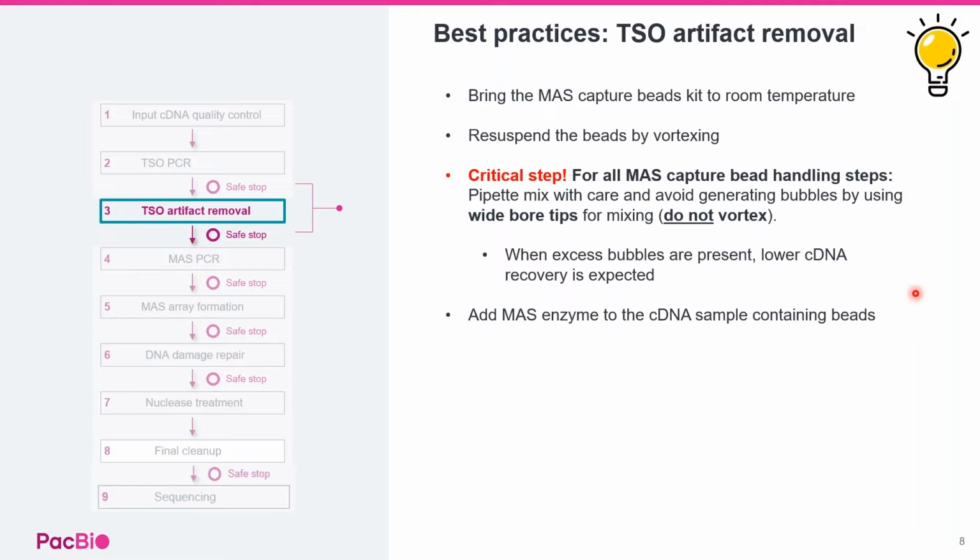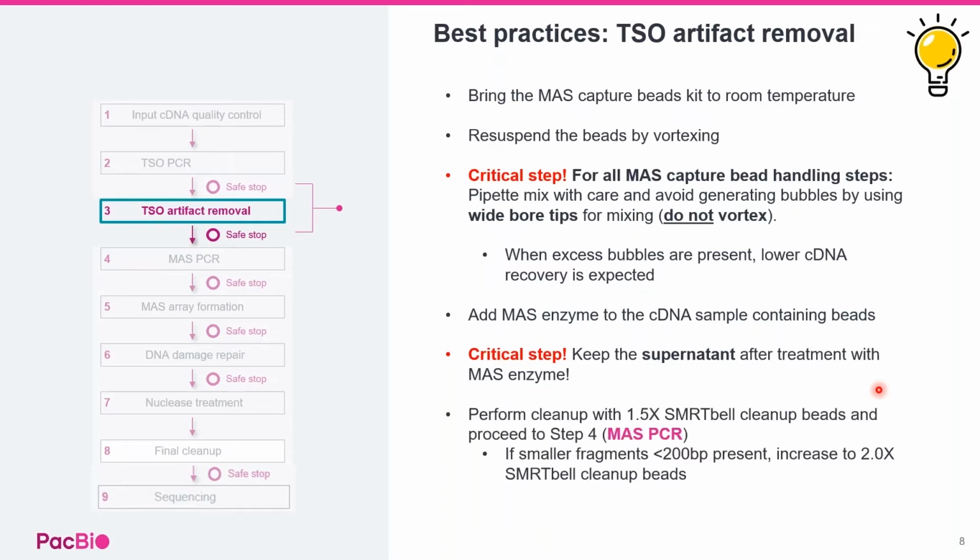Add MAS enzyme to the cDNA sample containing beads, and this is to cleave the captured cDNA products from the MAS capture beads. A critical step is to keep the supernatant after treatment with MAS enzyme because it's needed to proceed into the next step of MAS-PCR. But before doing MAS-PCR, perform a cleanup using 1.5x SmartBell cleanup beads. And if smaller fragments, less than 200 base pairs, are present, then increase the ratio of cleanup beads to 2x.